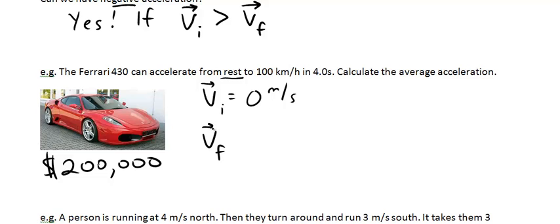Initial velocity is 0 kilometers per hour. And final velocity is 100 kilometers per hour. And this is velocity. It does have a direction, so let's just put a positive sign in here so that we remember that this has a direction. And it takes 4 seconds to go from 0 to 100.